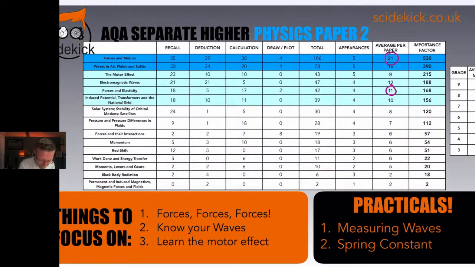Okay, and not least this one down here. Look at that, even more forces and their interactions.